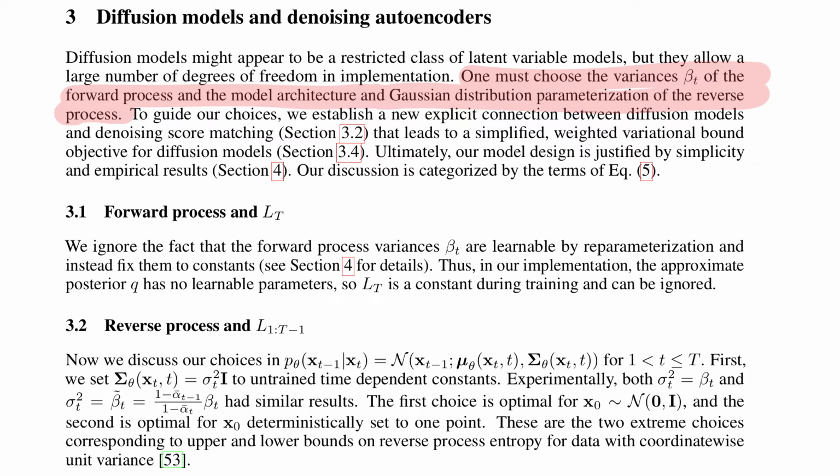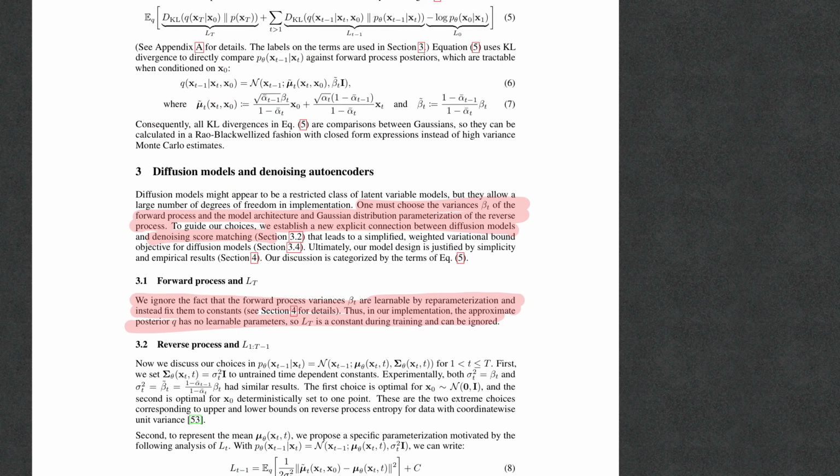The first thing we need to choose is the variance schedule, or the beta t's, over here. You also need to define the model architecture and parameterize Gaussian distributions for the reverse process. They also showed an explicit connection between diffusion models and denoising score matching. One important thing here is that they do not learn the betas, and they focus on adding small Gaussian noise through a large number of steps.